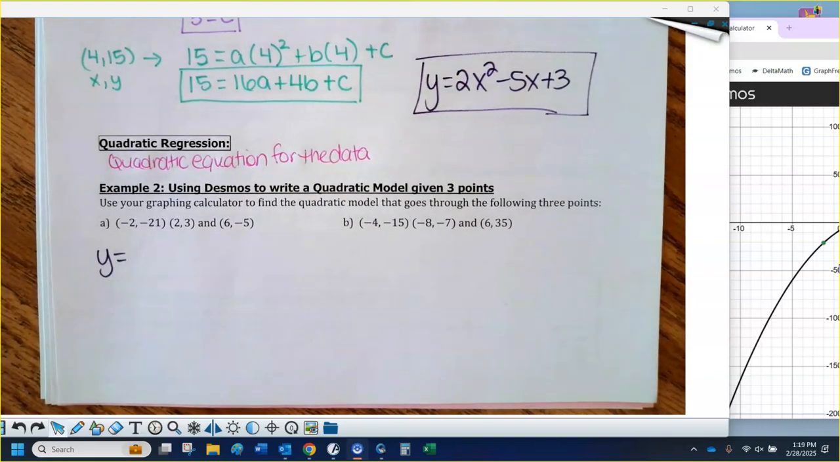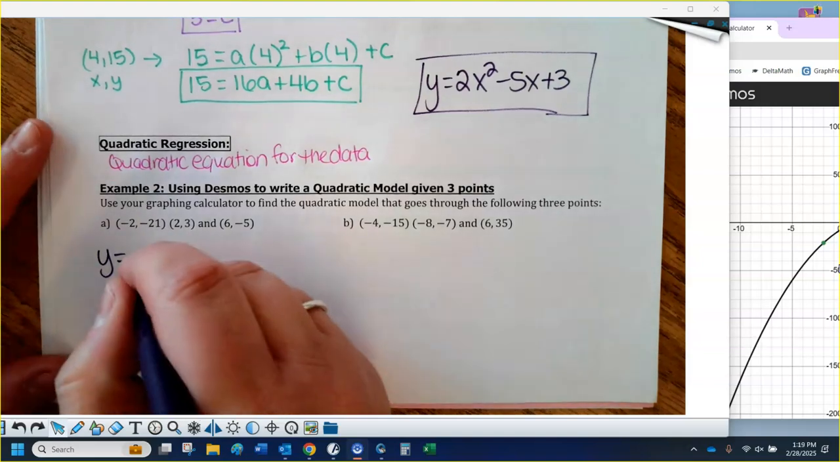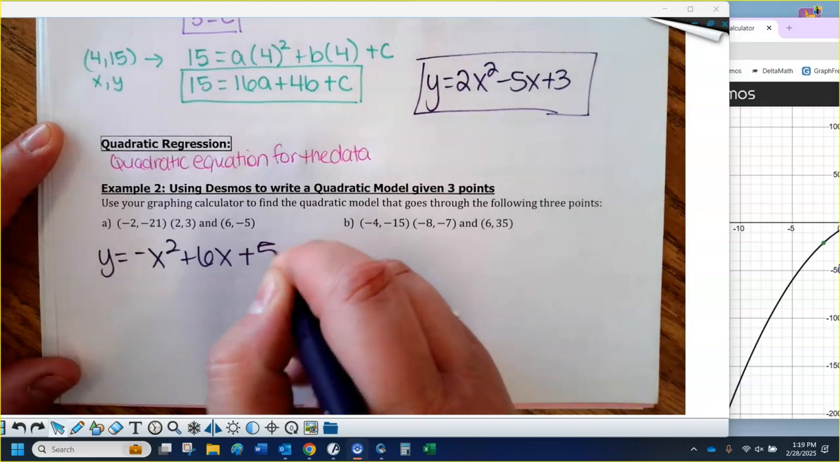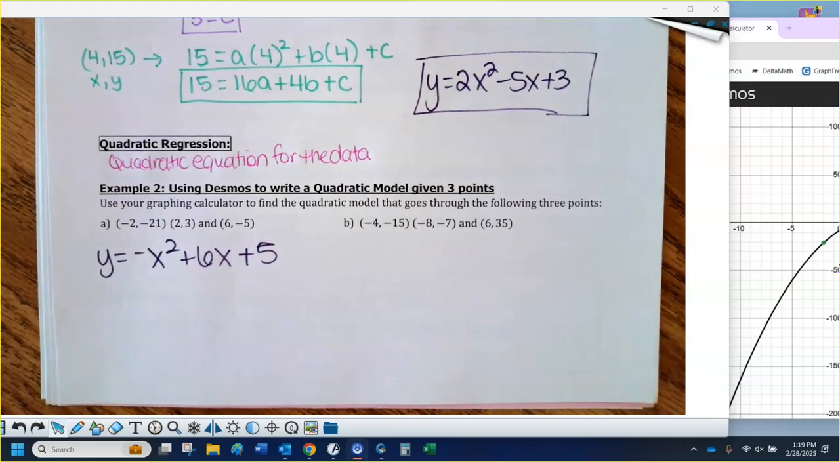Well, I kind of did the first one, but I didn't write it down. What equation did you guys get for the first quadratic? What did we get for the first one? Perfect. Negative 1x squared plus 6x plus 5. Anybody not get that or want me to look at their computer?